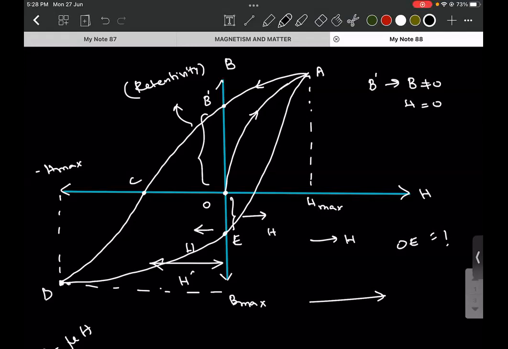Okay. If we apply reverse magnetism, the graph will start in this direction. Means this graph would exactly be a mirror image with respect to origin. Almost yes. They'll be this.